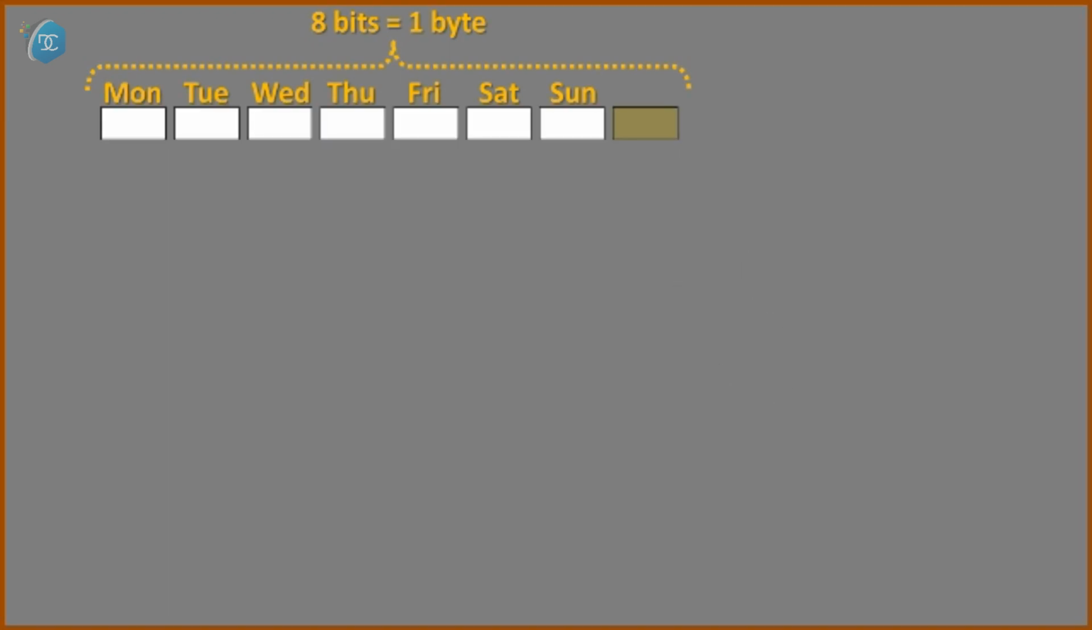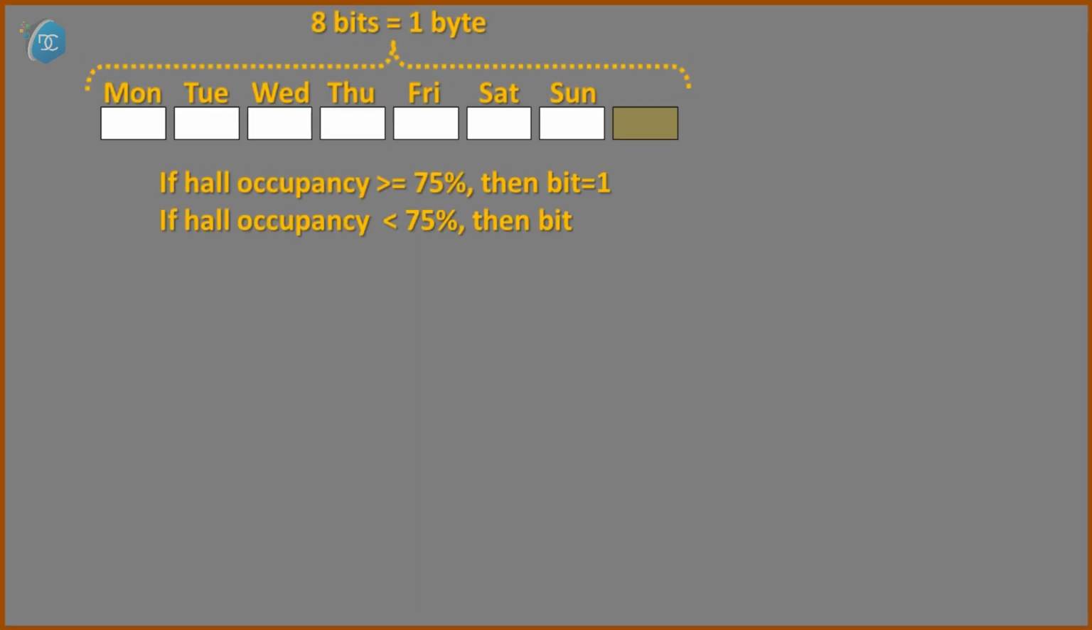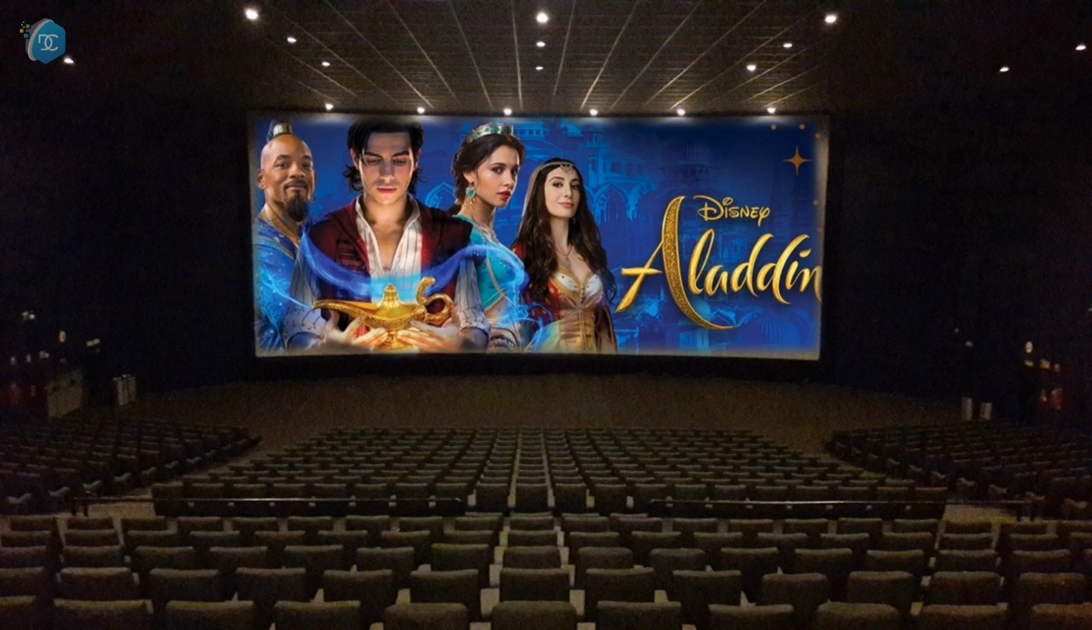Now in these day bits, if the hall is occupied by more than or equal to 75% of capacity, we will denote the bit by 1, else a 0. Let's take the release of Aladdin on a Friday in our example. Since this Will Smith movie is too good, I can't stop myself from showing you the trailer a little bit.